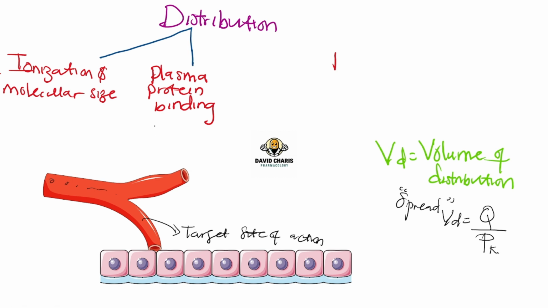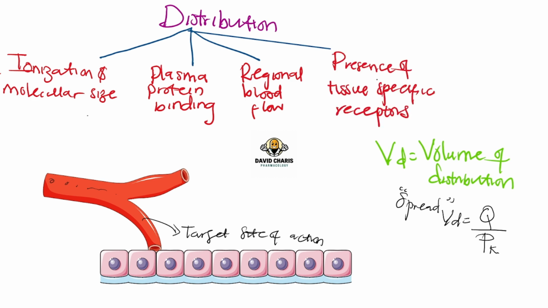Now we have factors that affect the distribution of drugs. We have the ionization and molecular size, the plasma protein binding, we have the regional blood flow, we have the presence of specific tissue receptors. One of the things I'm going to talk about is the plasma protein binding.